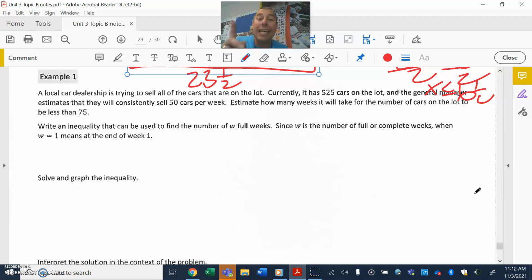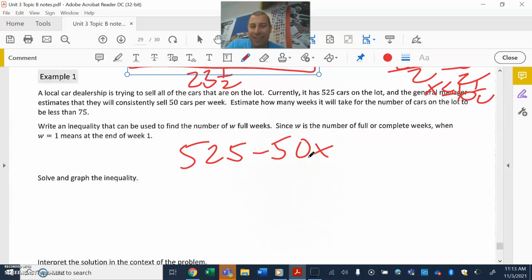All right, less than 75. So are we good with 75? No, we want it to be less than 75. So let's see here. We've got 525 of them. They're going to sell 50 cars per week. So if we're selling them, that's taking them off the lot.